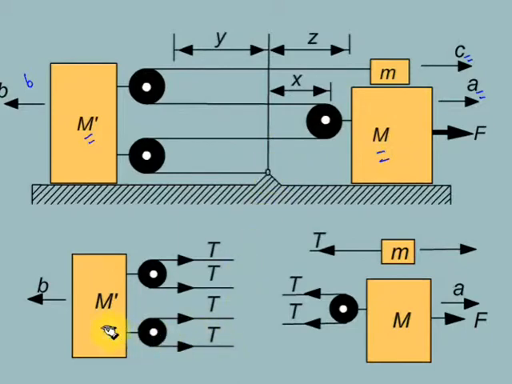So the forces acting on the block of mass m dash are tension T, T, T and T. So the total force acting on the block of mass m dash is 4T. Similarly, the tension force acting on the block of mass small m is T, and the force acting on the block of mass capital M is 2T. So now we can write the equations of motion for these three blocks.